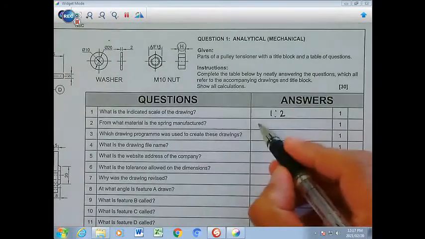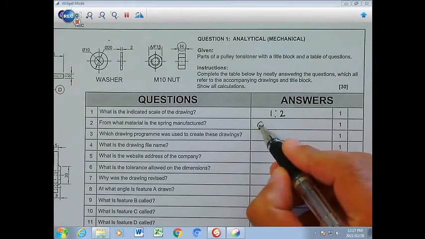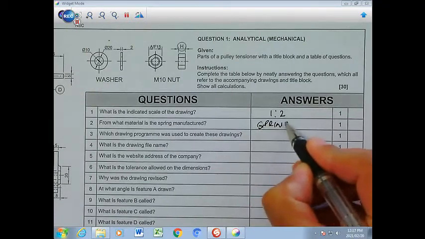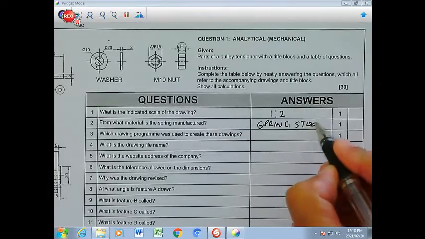So we're going to write in there spring steel as your answer.